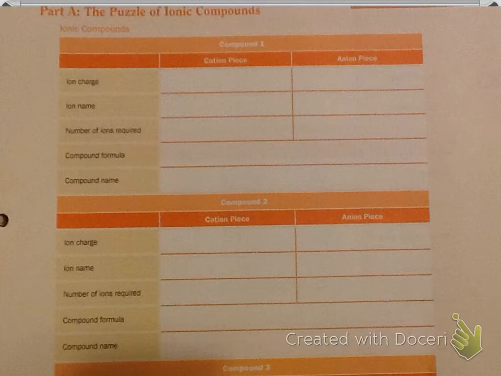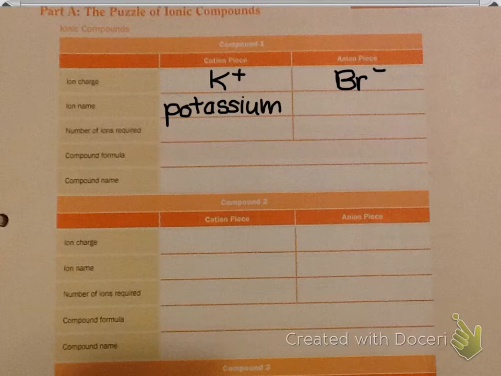So let me just start with an example. Let's say I started with potassium and bromide. So you'll just write the 2 pieces that you're using. And then the ion names, remember the positive ions are the same as the element name. And the negative ions, you change the ending to IDE. Now the number of ions required is how many you would need, and this is where you can look at the opposite charge.